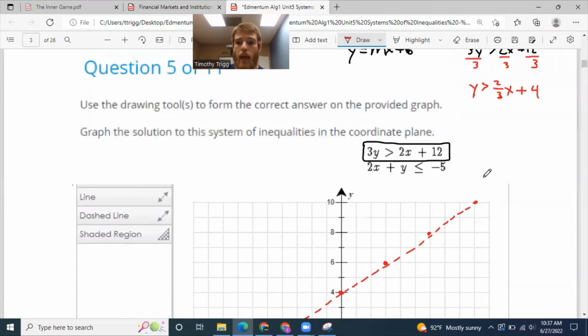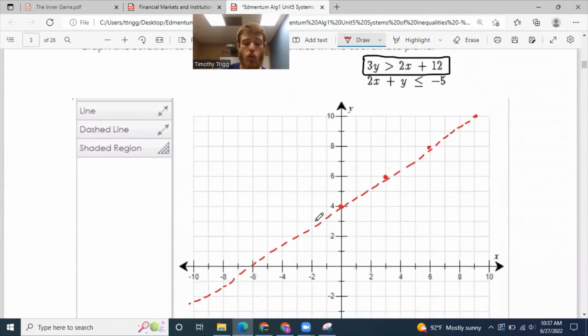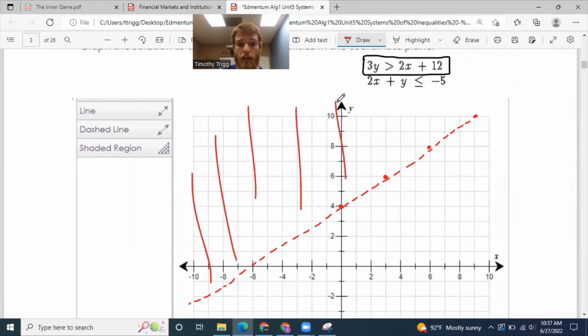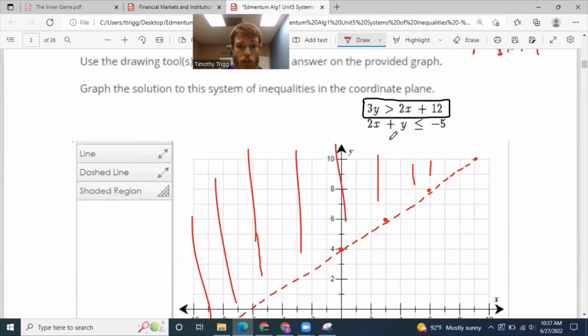Okay. And since it's a greater than, y is greater than, do we shade above this line or below? So our shaded region is going to be above, since it's y is greater than this line. So shade above there.